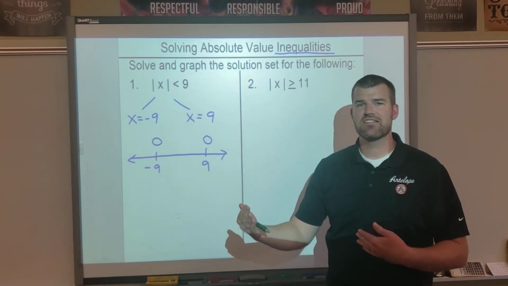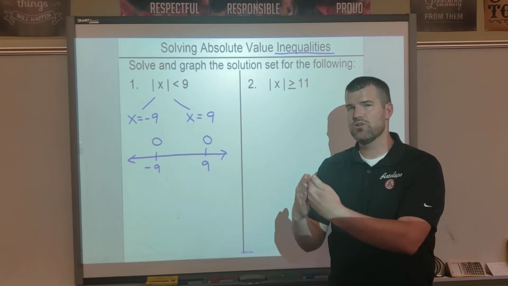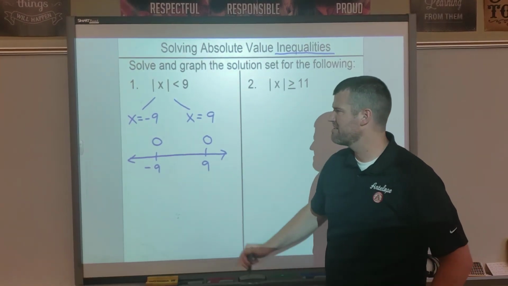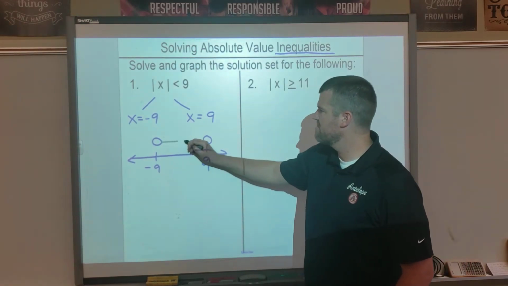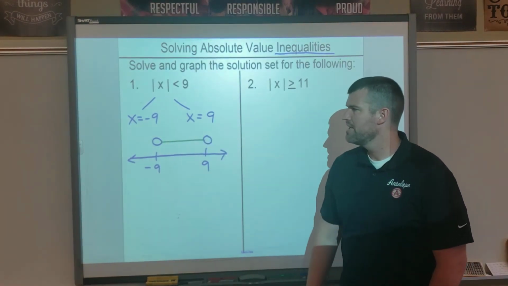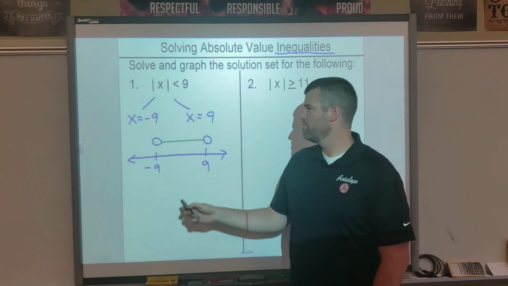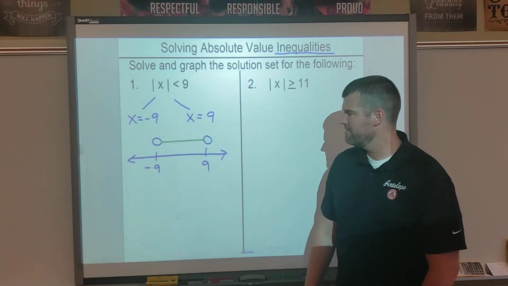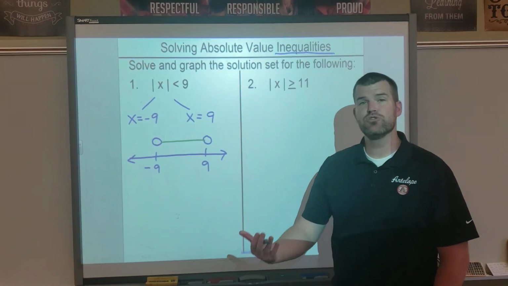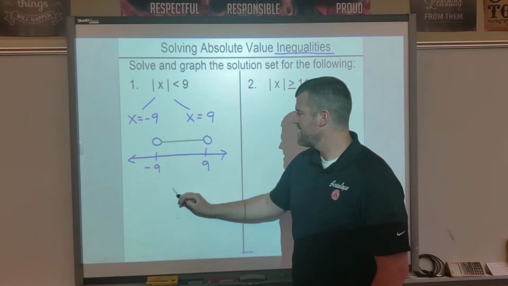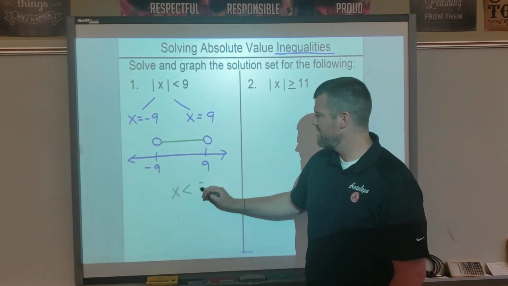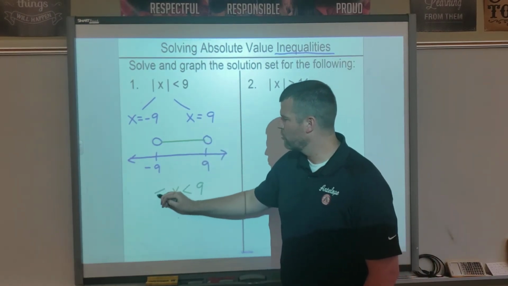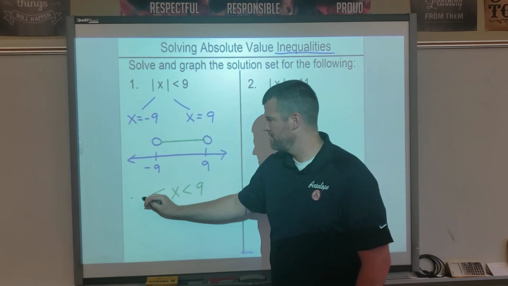How do we make our distance become less? We go towards each other. If we go towards each other, then our distance is becoming smaller. So we're going to have these 2 points go towards each other, and all of our solutions will be all of the points in between -9 and +9. So our solution we write as x is less than 9, right? It's less than 9, but it is also greater than -9.